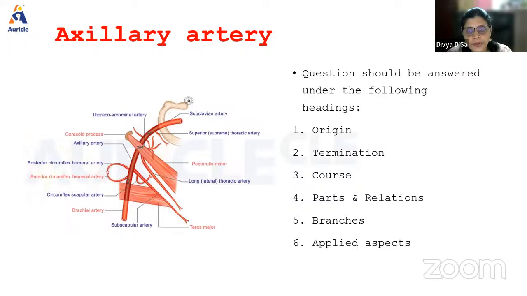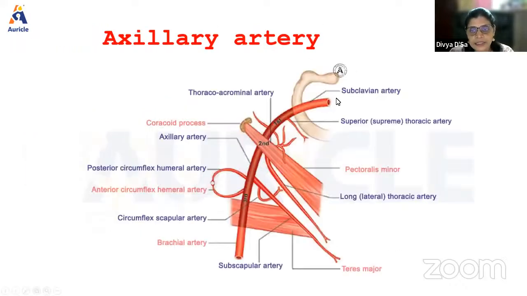For any artery, you have to answer it under these headings: origin, termination, course, parts and relations, branches, as well as applied aspects. Coming to the origin, the axillary artery begins as a continuation of the subclavian artery at the outer border of the first rib. It runs through the axilla, and it terminates at the lower border of the teres major, where it continues as the brachial artery. So this is the origin and this is the termination.